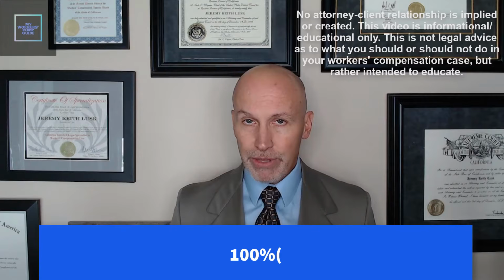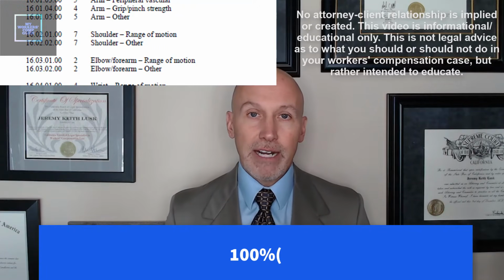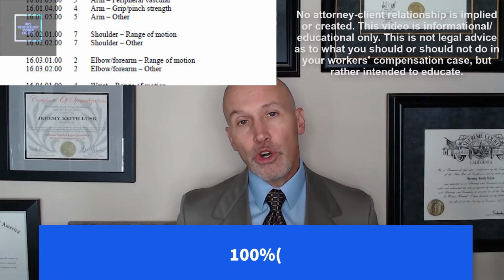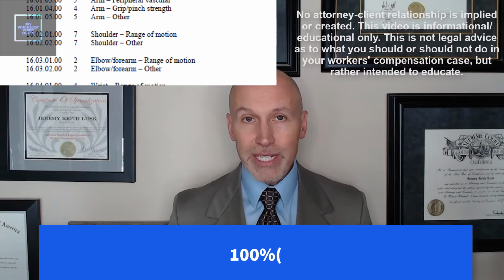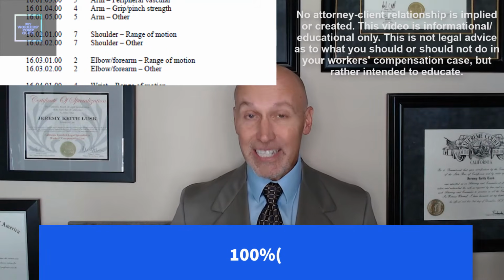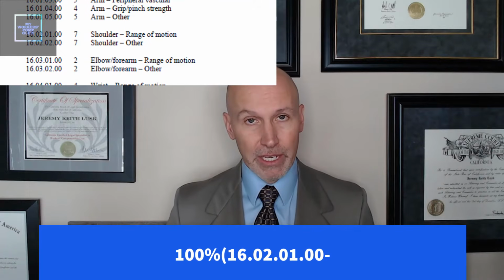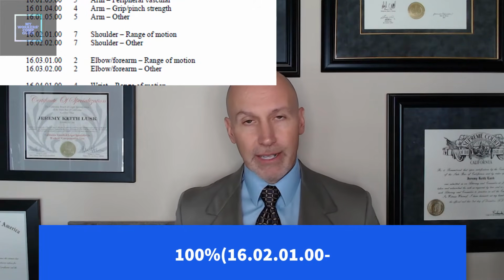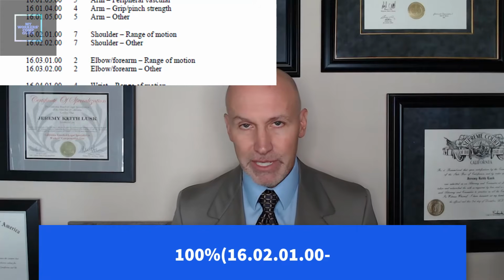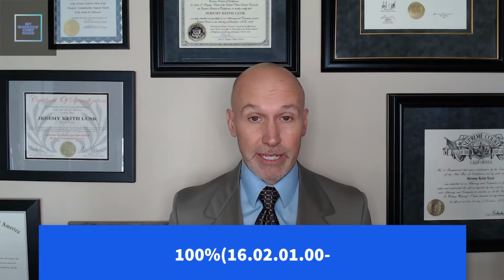Next, we have to find what the impairment code is. So we'll flip through the 2005 PDRS. We're going to find shoulder range of motion. We see that that code is 16.02.01.00. We have our rating string started. It already looks like nonsense, but this is what the workers' compensation system does.